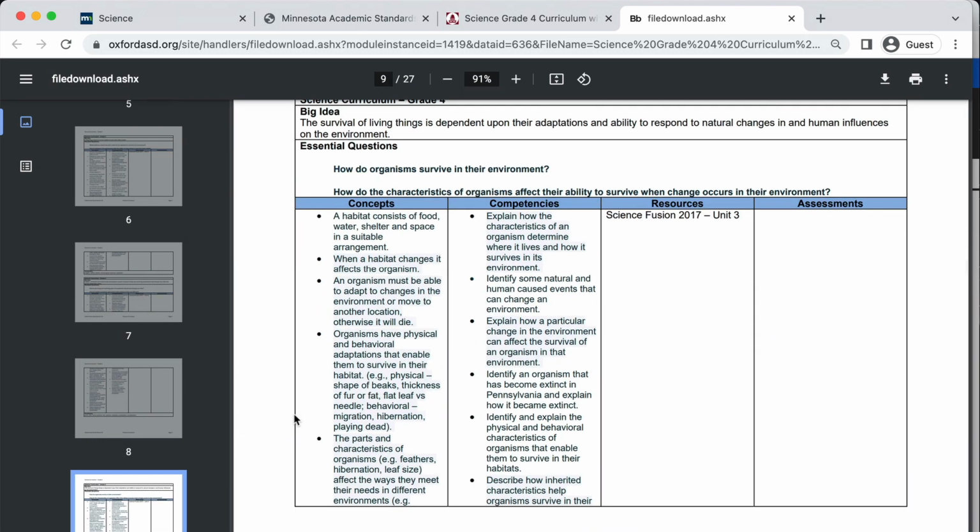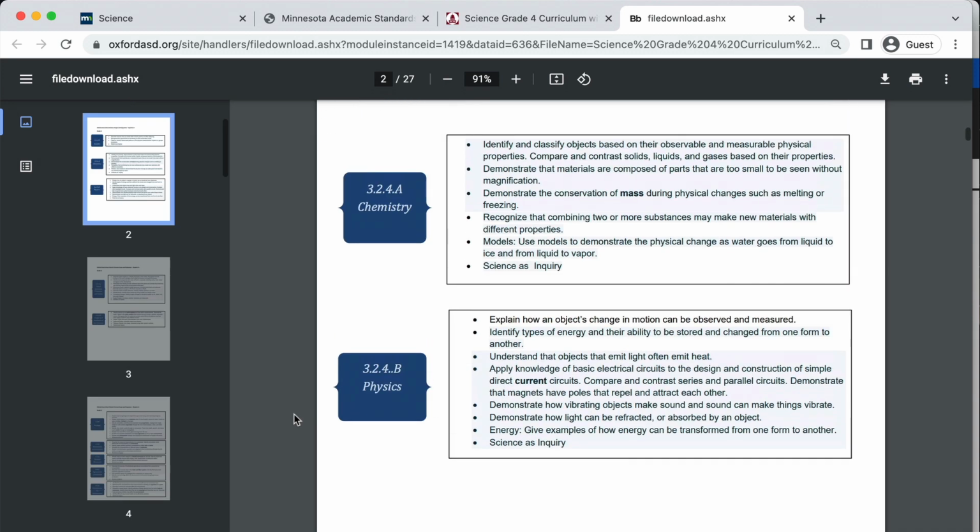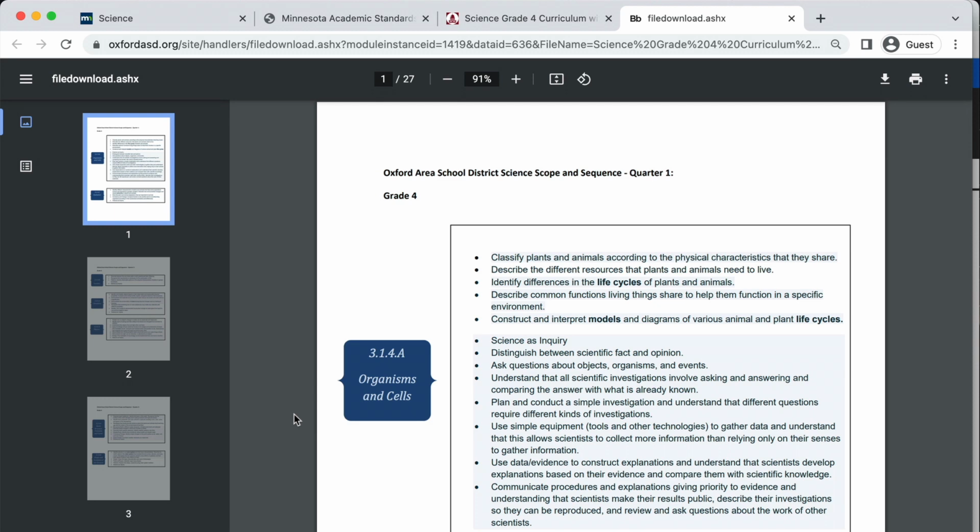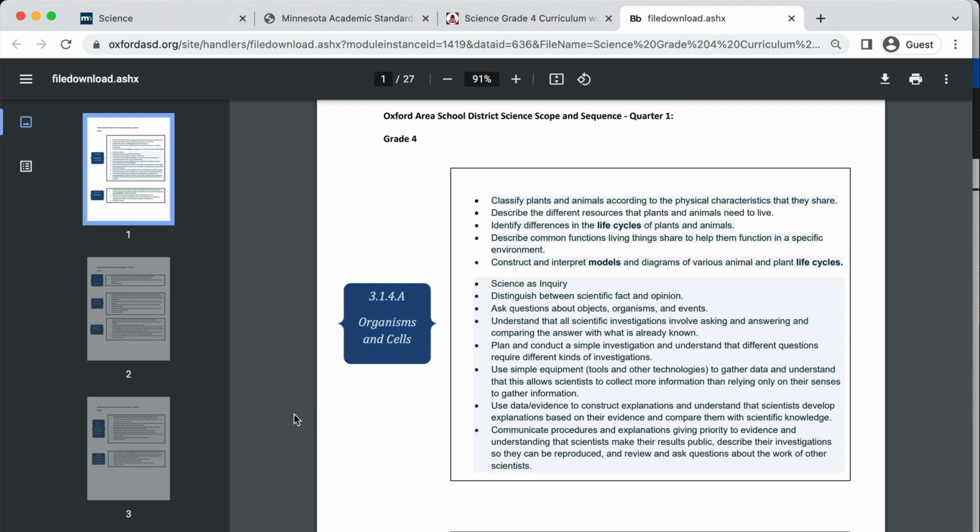And assuming that I'm a science major, I know what all of this stuff is, then this would make sense to me. I would start out here, like it says, 3.1.4.A, organisms and cells, and it tells me what I should be teaching. Now I'm going to take that information and then I'm going to go look for a lesson for that particular standard or benchmark.